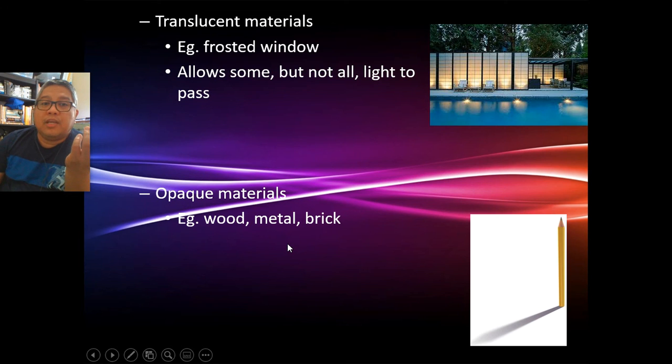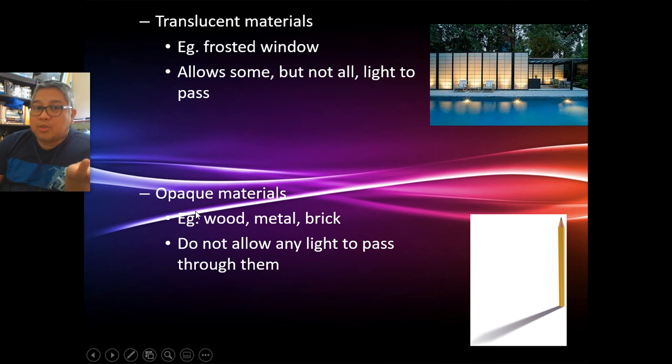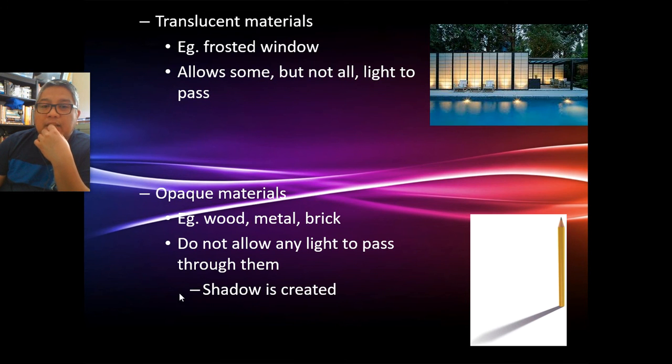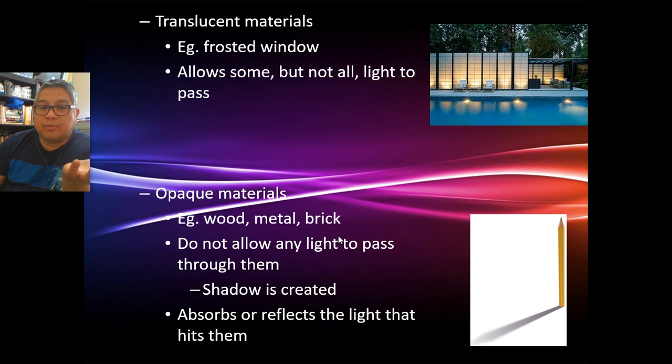Now, if a material won't allow light to pass through, then we call it opaque material. Opaque materials do not allow any light to pass through them. If they don't allow light to pass through, then they will cast a shadow, and they absorb or reflect the light that hits them.